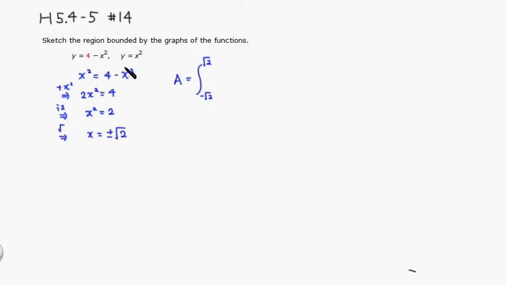Then the top curve is 4 minus x squared. So top curve, 4 minus x squared. Then you subtract the bottom curve, x squared, dx. Alright, so this is going to be equal to, let me clean up a bit, the integral from negative square root of 2 to positive square root of 2 of 4 minus 2x squared.